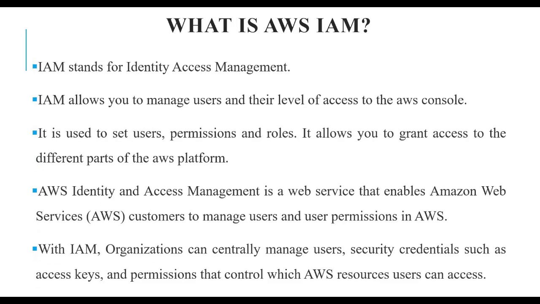What is AWS IAM? IAM stands for Identity and Access Management. It allows you to manage users and their level of access to the AWS console. It is used to set users, permissions, and roles. It allows you to grant access to the different parts of the AWS platform. AWS Identity and Access Management is a web service that enables Amazon Web Services customers to manage users and user permissions in AWS. Basically, IAM, or we call it Identity Access Management, allows you to manage the users and their levels of access in the console.